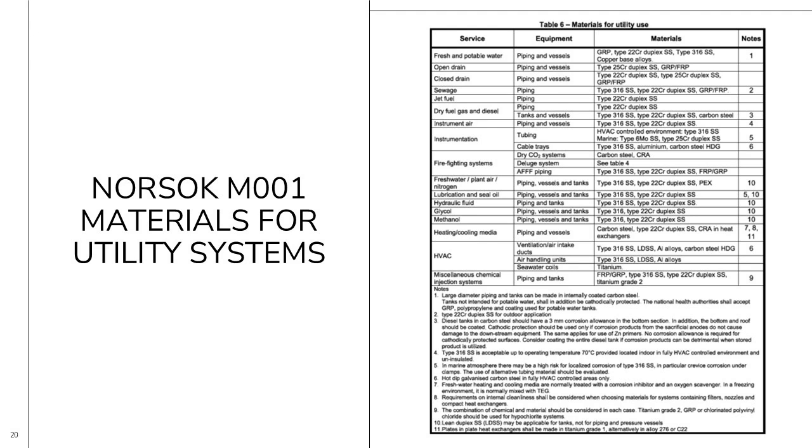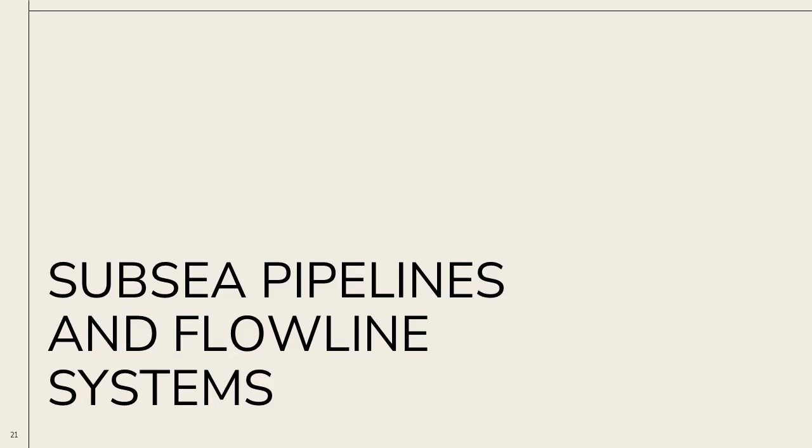For heating and cooling media, carbon steel and CRA are common, while HVAC systems incorporate LDSS, aluminum alloys, and coated carbon steel. Lastly, chemical injection systems demand high-performance materials such as titanium, GRP, and duplex stainless steel to withstand aggressive conditions. Material selection for subsea pipelines and flowline systems.